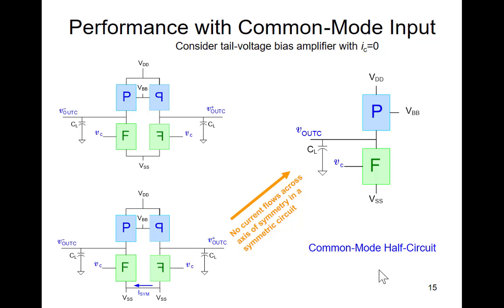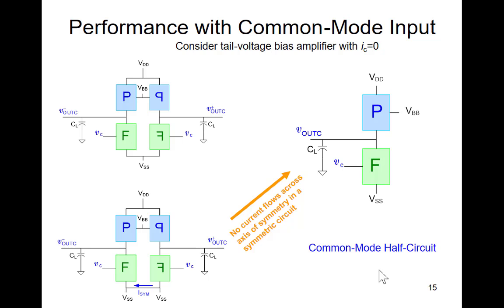For any symmetric circuit, what about all the voltage on the axis of symmetry? They're 0. So we had the same half circuits that we use to analyze the difference mode gain, right? So the difference mode gain, whether we have a tail voltage bias or a tail current bias, is the same. We now know that the common mode gain is 0 if we have a tail current bias. Now we're putting a tail voltage bias in.